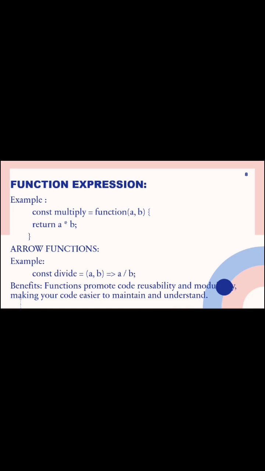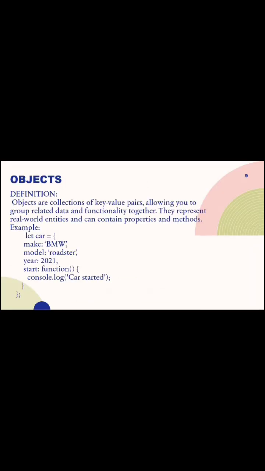Now, section 4: Objects. Objects in JavaScript are collections of key-value pairs, allowing you to group related data and behavior. Think of them as a representation of real-world entities. They can contain properties and methods. Here is the example about the objects. You may look into it.